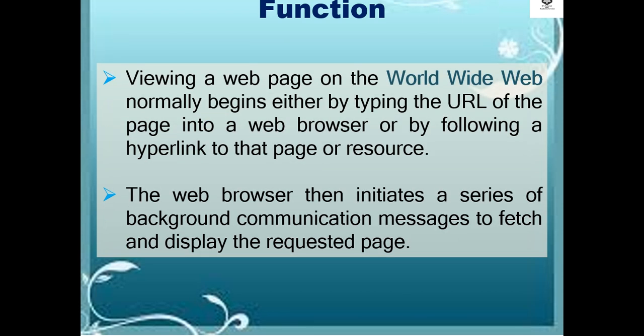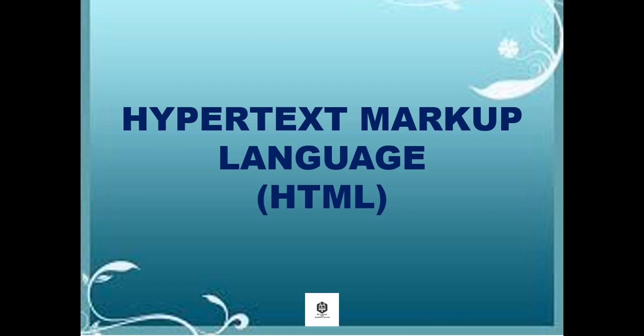Viewing a web page on the World Wide Web normally begins either by typing the URL of the page into a web browser or by following a hyperlink to that page or resource. The web browser then initiates a series of background communication messages to fetch and display the requested page.